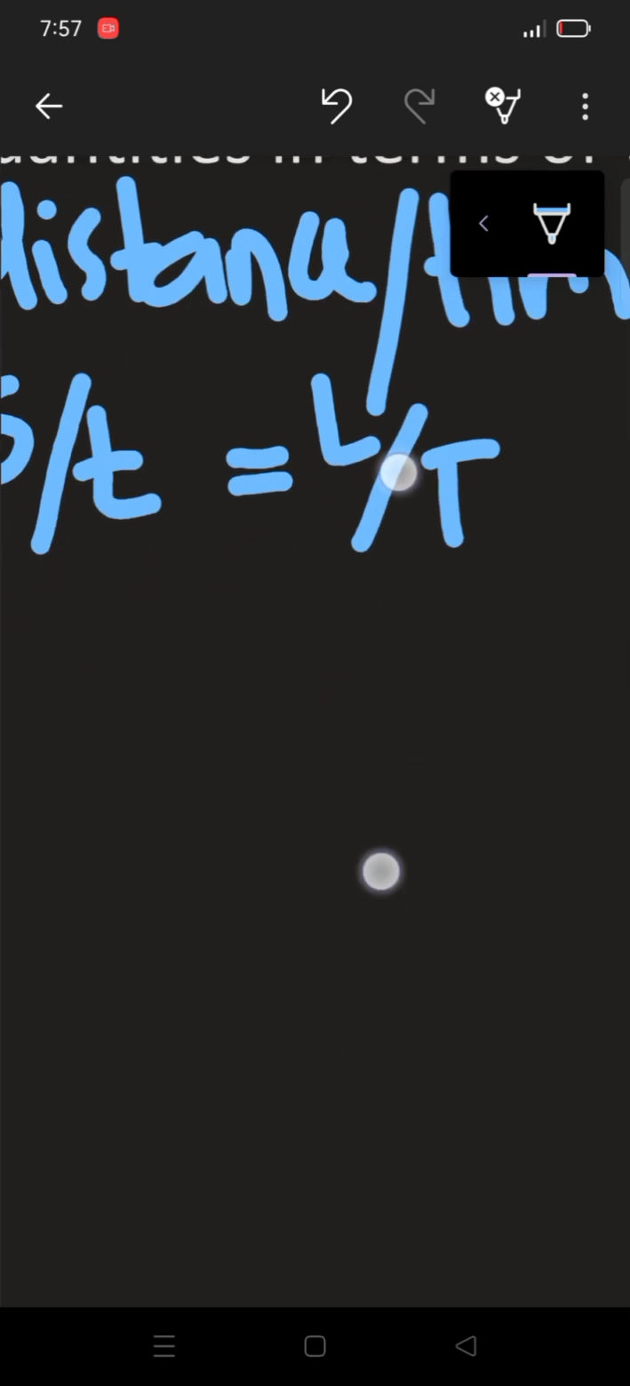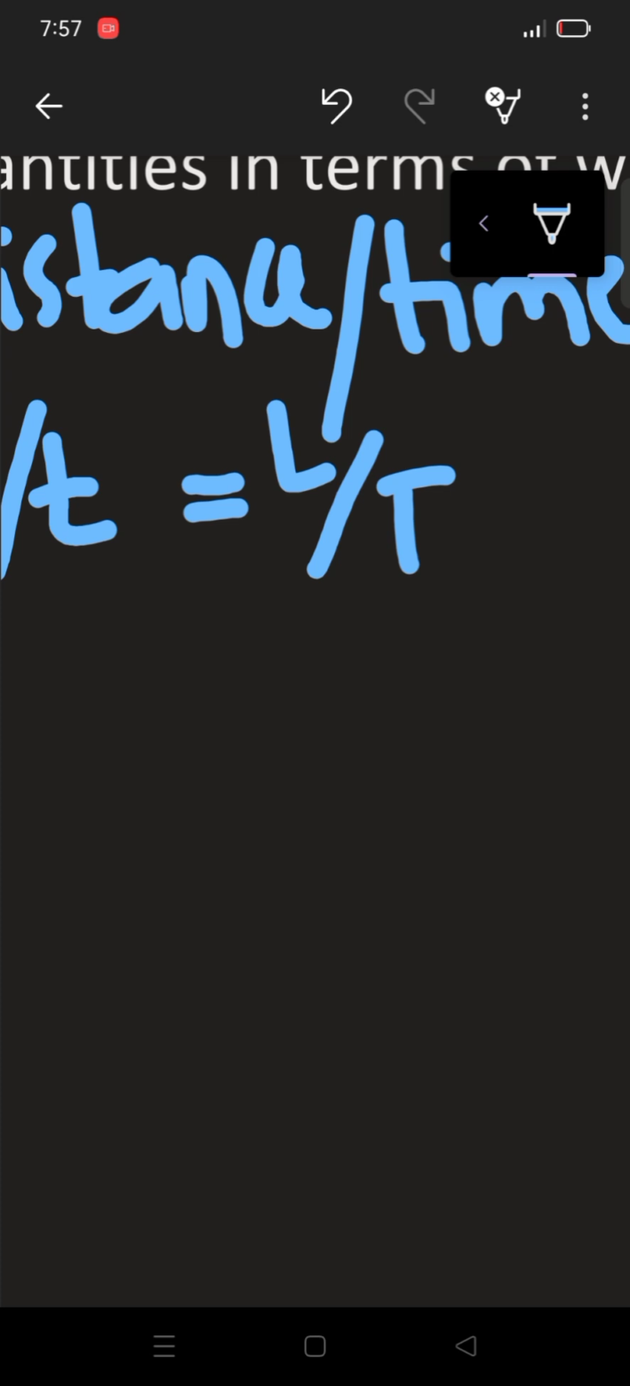Okay, so let's take an example of speed. We know what is speed? Speed is the distance traveled by a body in an interval of time. So distance upon time, which means s per unit t. Distance is the same as length, so let's write it as length upon time, L upon t. Now let's write the dimensional formula of this.